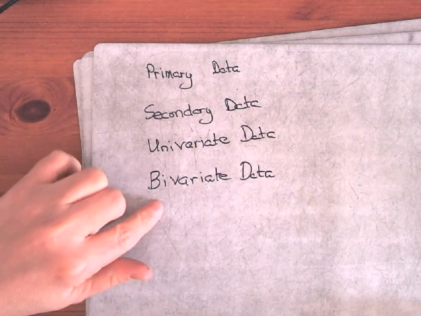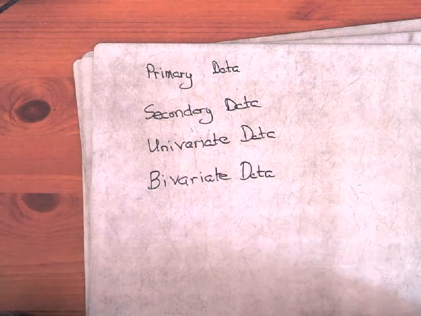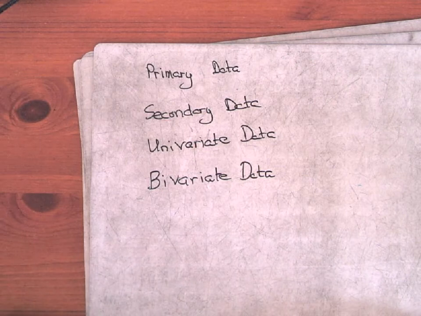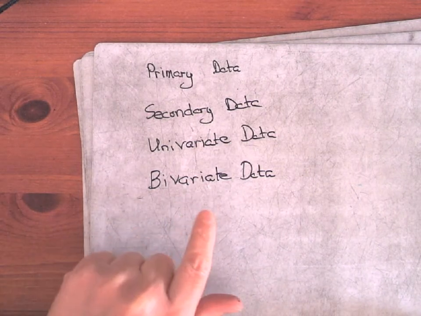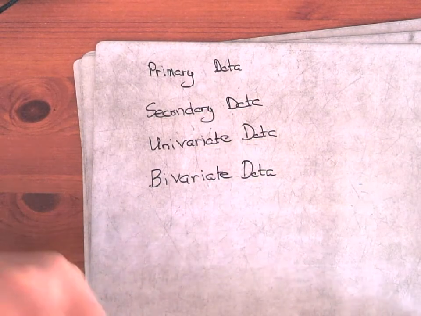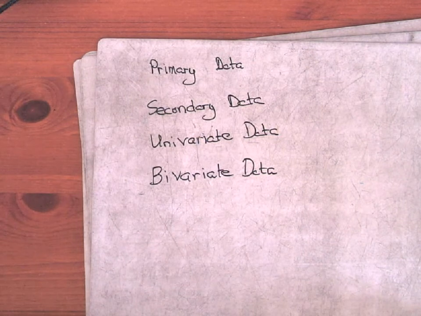Bivariate data is you might ask for two pieces of information to see if they're related. For example, you might ask, how many hours study do you do, and what was your score in your last maths exam? So you might be investigating to see if two pieces of data are related. And that's the end of section 10.1. So now you go do some questions on it.